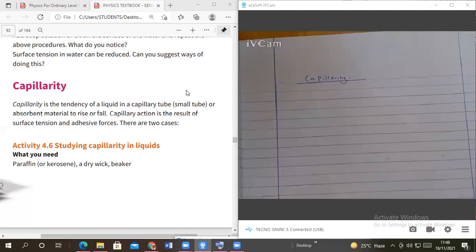Okay, I want you to see whether you are attentive. So there were those two forces, adhesion and cohesion. They are the forces that act in a body.